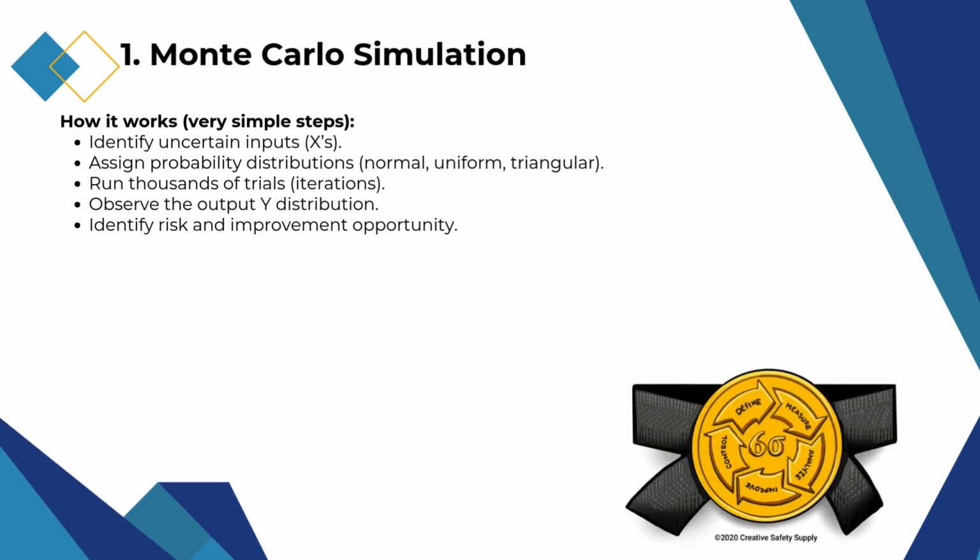Monte Carlo simulation works in a few simple steps. First, identify the uncertain inputs, or X's, that can vary in the system. Next, assign probability distributions to these inputs, such as normal, uniform, or triangular distributions. Then, run thousands of trials or iterations using random samples from these distributions. Finally, observe the resulting output Y distribution to understand performance variability, identify risks, and uncover opportunities for improvement.